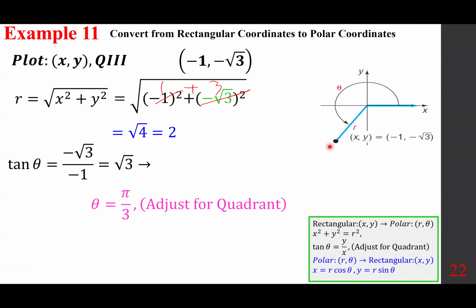Third quadrant, we must add pi. Remember that. Again, the answer is pi over 3. Perfect. You got that. But you should know now in the third quadrant, you have to add pi. Pi is 3 pi over 3, and pi over 3 adds up to 4 pi over 3. Therefore, the answer is r comma theta, 2 comma 4 pi over 3.